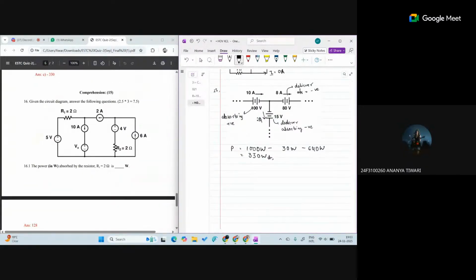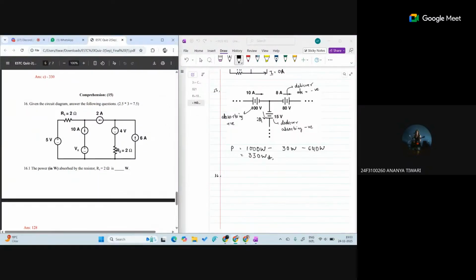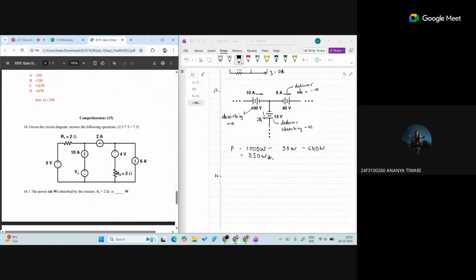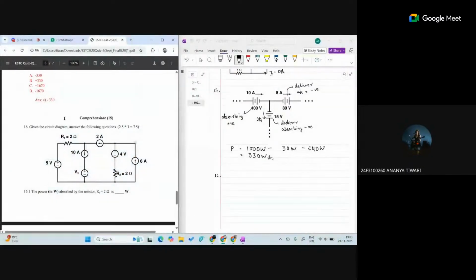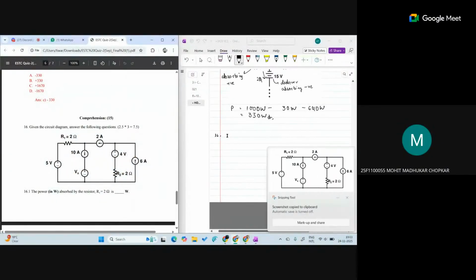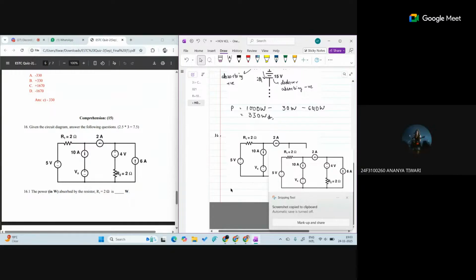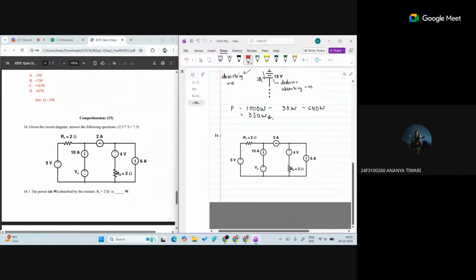Okay. So now let's move on to the 16th question. In this question, we first have to find the power absorbed by R1, 2 ohm. So we can do it without doing any calculation, just by seeing the circuit and finding the current. So we have 10 ampere going here and 2 ampere coming here. So what would be the current flowing here?